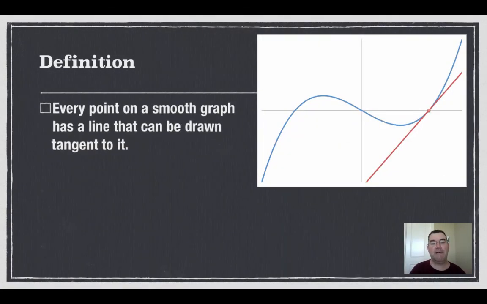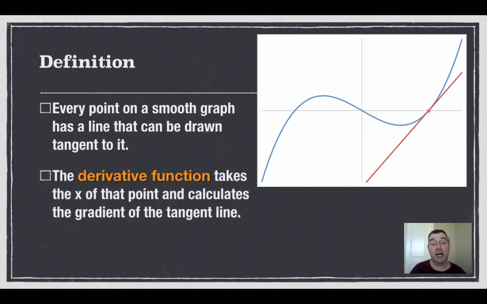By definition, every point on a smooth graph has a line that can be drawn tangent to it. So you can see I've got that blue curve, it's very smooth, and I've got a red point on there, and I've drawn a tangent line to the curve. The slope of the tangent line matches the slope of the curve at that one point. It's kind of like putting a flat board on a roller coaster track, if you can see it from the side. So how would that board lay on that roller coaster track? That's one way of looking at it.